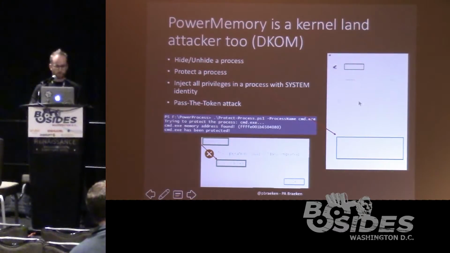You can inject all privileges in a process with system identity just by sending bytes into the process, and then you will have all the operating rights. I don't know all the rights, it's a lot, but I'm sure I have all the rights. And you can do the pass-the-token attack. So they are all proofs of concept, but you can do a lot more if you want.